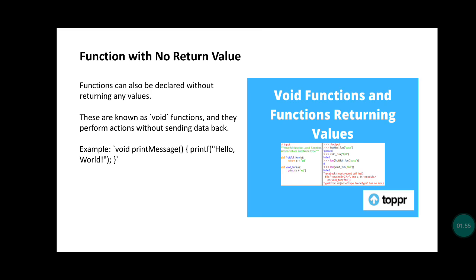Functions with no return values. Functions can also be declared without returning any values. The functions with no return values are also known as void functions, and they may perform actions without sending data back. An example of a function with no return value is void printMessage, which prints hello world.